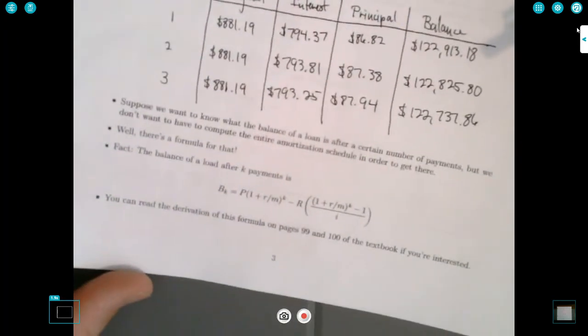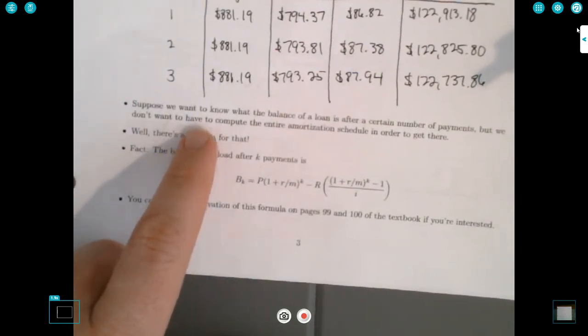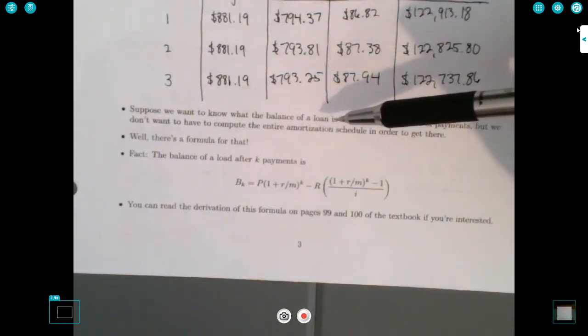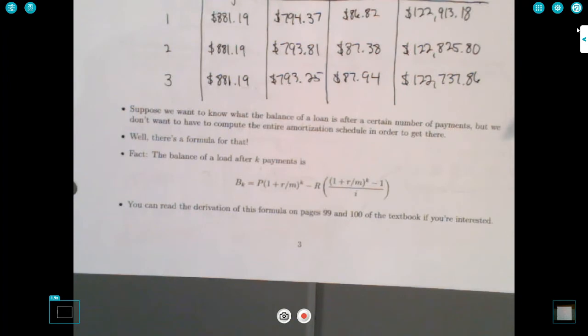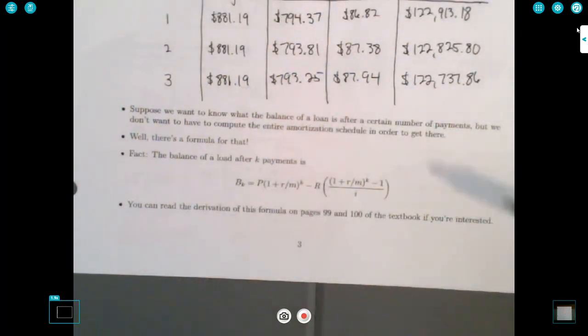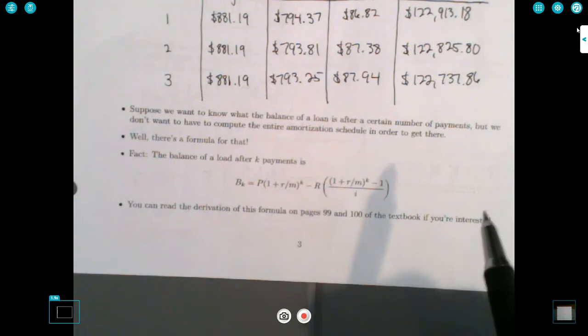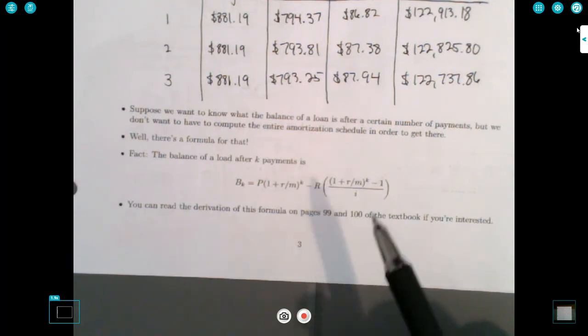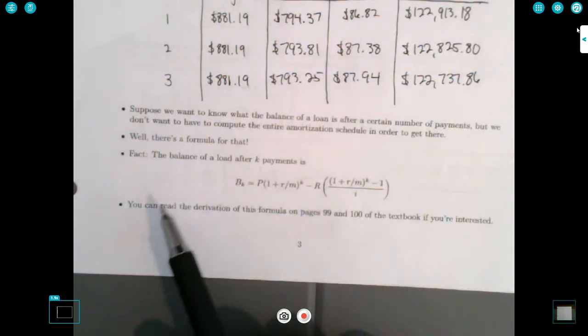Okay, so I have two more examples I want to show you. So suppose we want to know what the balance of a loan is after a certain number of payments, but we don't want to have to compute the entire amortization schedule in order to get there, right? So in other words, let's say you want to know, what's my balance going to be in 13 years? But instead of doing 12 times 13 rows of this amortization table, we might want to just use a formula that will tell us exactly what the balance will be on that particular row of the table, right? And there is a formula for that.